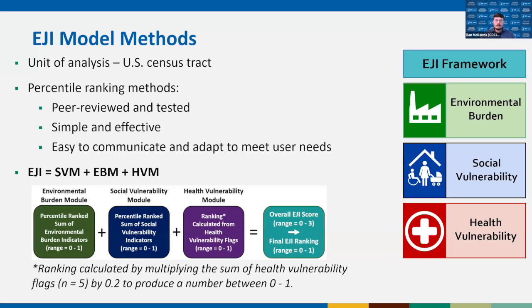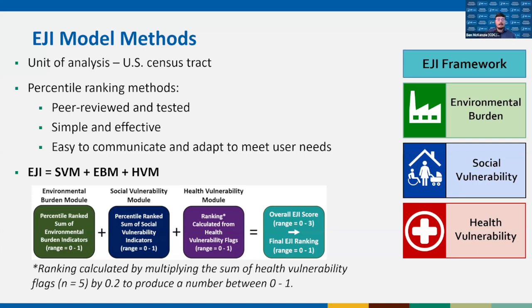Now, the EJI itself consists of 3 modules, representing what we see as the 3 building blocks of cumulative impacts: environmental burdens, social vulnerability, and health vulnerability. These 3 modules include a total of 36 indicators, each calculated using nationally representative datasets from the agencies I mentioned before, and each measuring a distinct environmental, social, or chronic health condition that contributes to overall cumulative impacts on health.